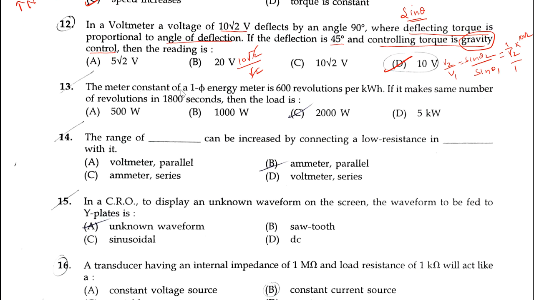A meter constant of a single phase energy meter is 600 revolutions per kilowatt hour.